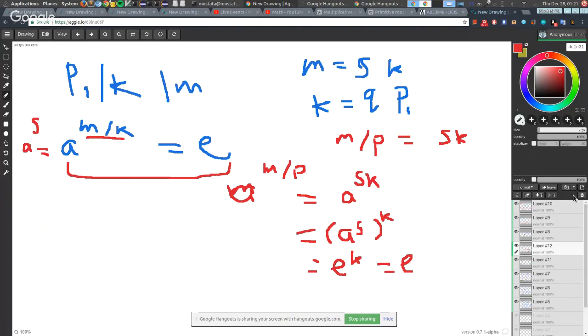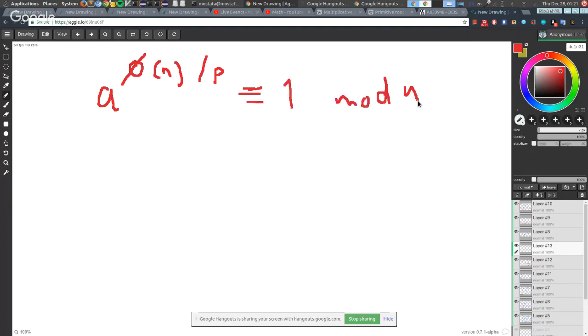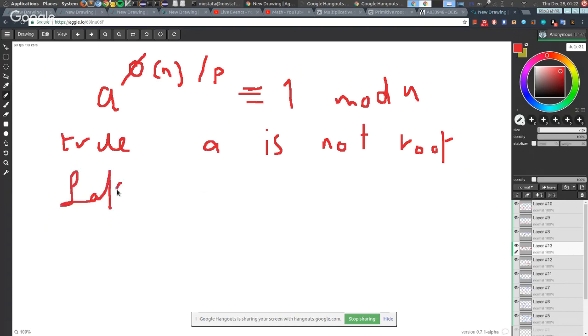So we can come to this in the context again of the multiplicative groups. Here basically we check for a to the power of phi(n) divided by p, going through the primes, whether it is equivalent to 1 mod n or not. If it's true, then it means that a is not a primitive root. And false otherwise. So it means here it's a primitive root.